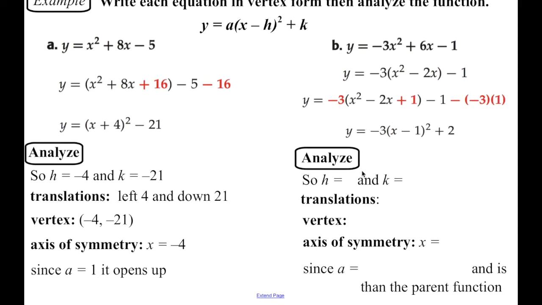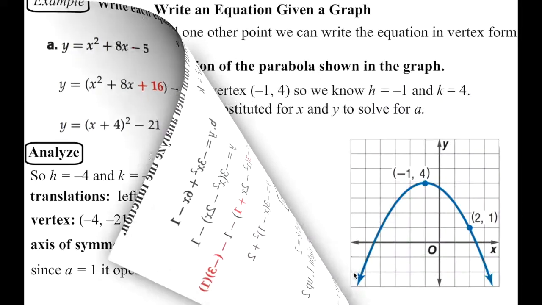So this tells me that h is 1, k is 2. That tells us our translation is to the right 1 unit and up 2 units. The vertex is 1, 2. The equation of the axis of symmetry is x equals 1. In this one, a is negative 3, so since a is negative, we know that it opens down. And this value is a whole number, so that tells us that it is narrower than the parent function. It's a little bit skinnier.